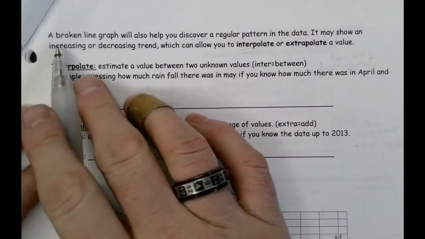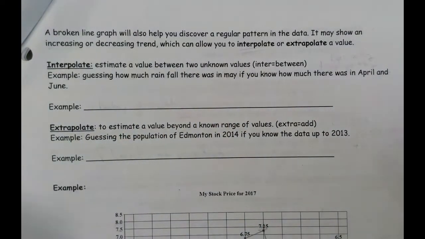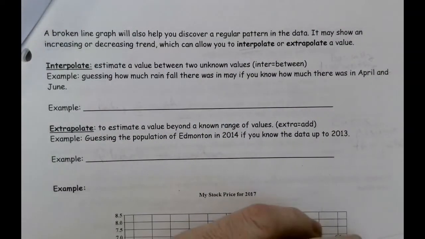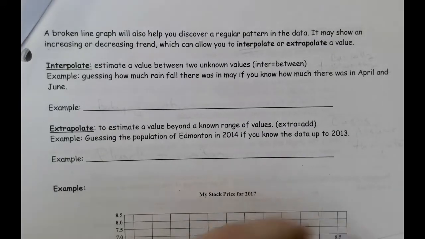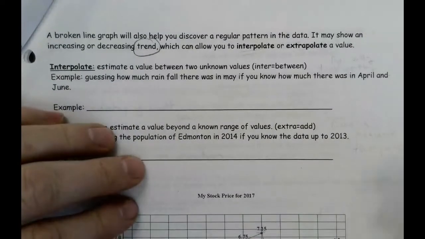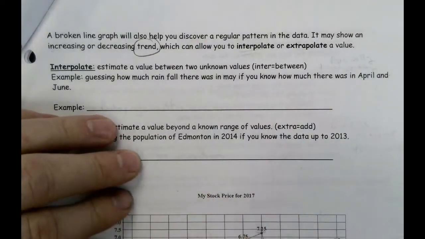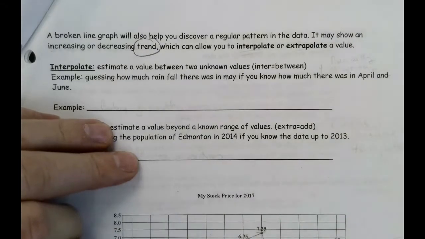Right. Let's take a look at some new information here now. A broken line graph will also help you discover a regular pattern in the data. Okay, so you can look at the data and kind of guess as to how it's behaving, just like we were trying to do with the stock question a moment ago. It may show an increasing or decreasing trend. Okay, that doesn't mean that it's always increasing or always decreasing, but on the whole, it's maybe increasing. So for stock B, granted, it had a little drop at the beginning, but on the whole, it was increasing. Whereas A was a little bit more volatile. It had a little bit more fluctuation to it. It stayed kind of steady, then jumped up and dropped down.